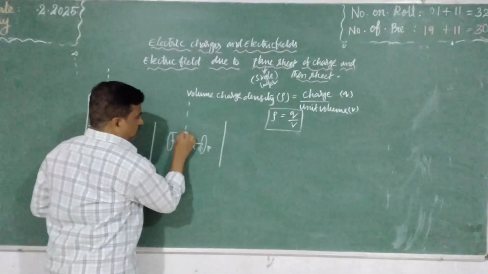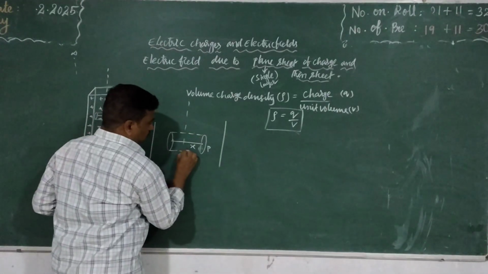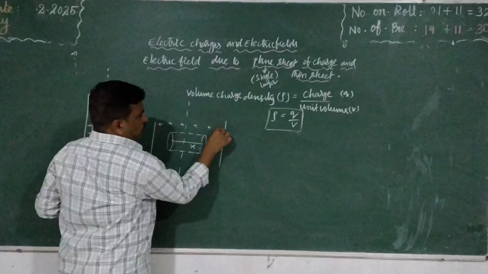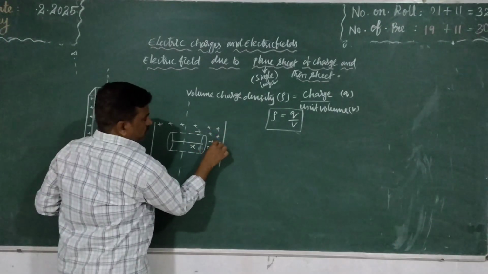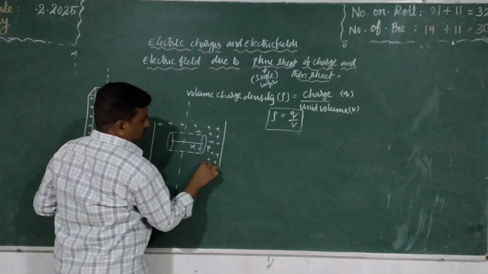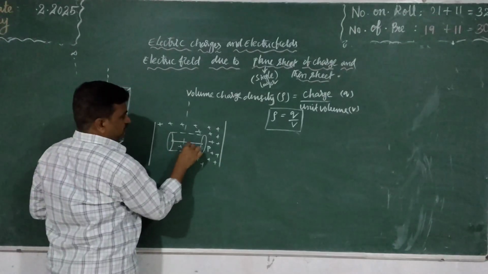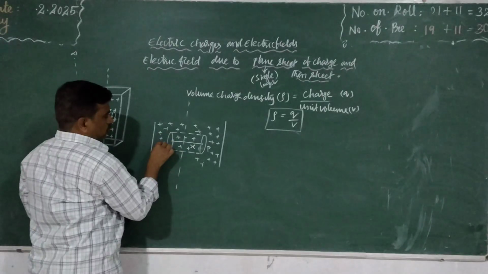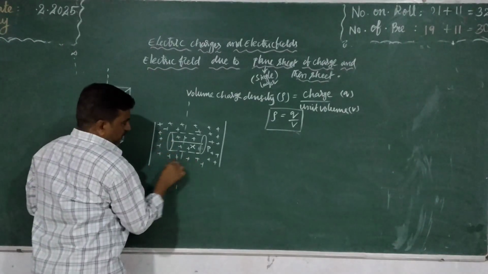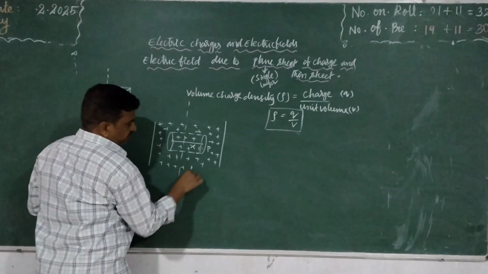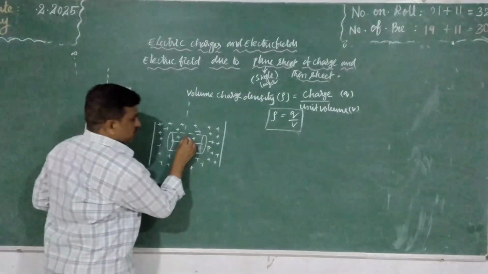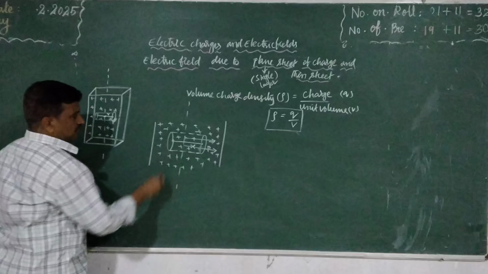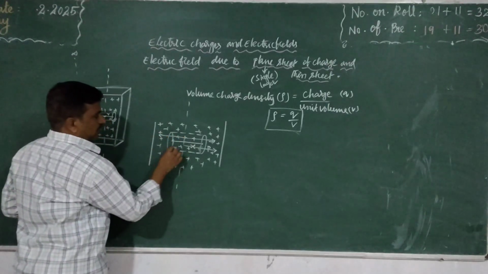This is the Gaussian surface; the cylinder is the Gaussian surface. In this one, the whole charge is distributed throughout. This is positive charge. The electric field lines go radially outwards. This is the electric field line, and this side is also the same.